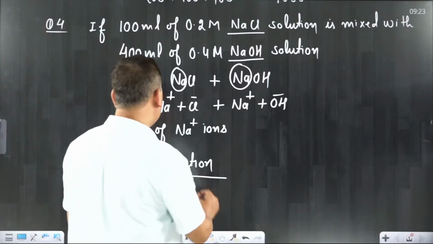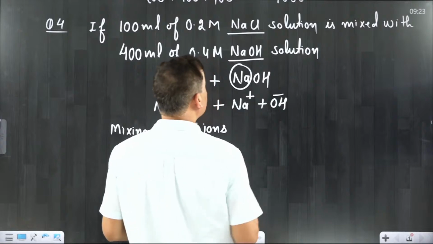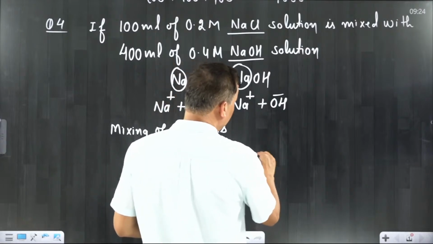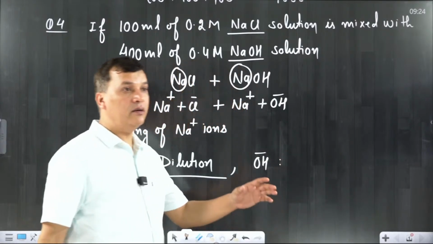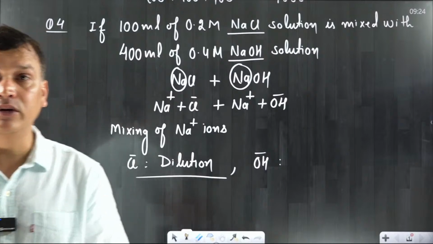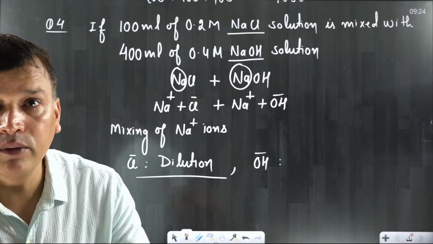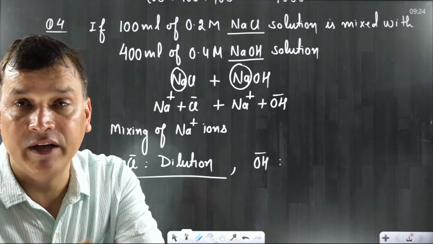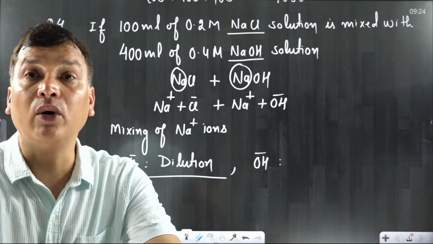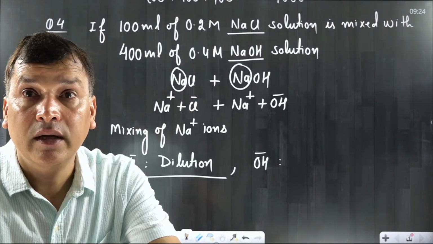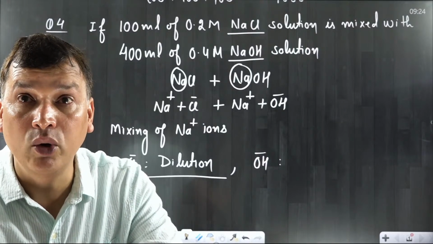So there will be dilution of chloride ion. In the same way, what will happen to the hydroxide ion when they are mixed to each other? You will write on the chat box, then I will move further. I am telling you, when these two solutions are mixed, there will be addition of sodium ions. There will be dilution of chloride ion.